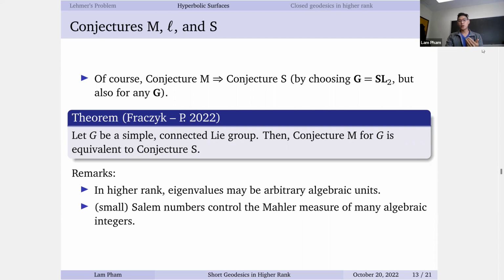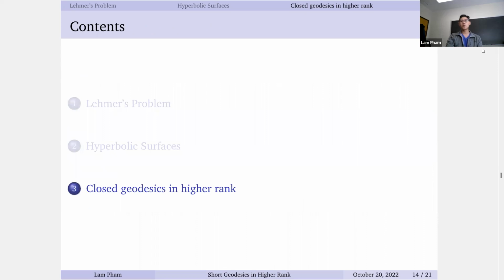Now, the way you want to think of this is that the small Salem numbers control the Mahler measure of other small algebraic integers. Obviously not all of them, but specific ones that arise as eigenvalues of hyperbolic elements in arithmetic lattices of higher rank. So now I will try to focus a little bit more on these different geodesics and see how the main theorem works.